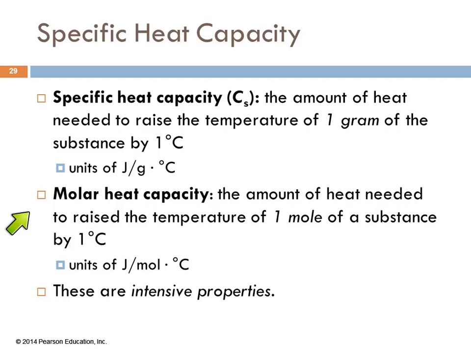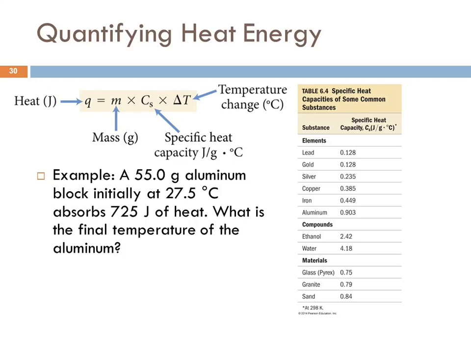And sometimes we use the molar heat capacity, which would be the amount of heat needed to raise the temperature of 1 mole of a substance by 1 degree Celsius. And then it will have units of joules per mole degree Celsius. And because both of these incorporate the amount of matter, they are intensive properties. So we can quantify heat energy in this way. Q equals mc delta T, where c is the specific heat capacity. So this is an equation that you need to memorize.